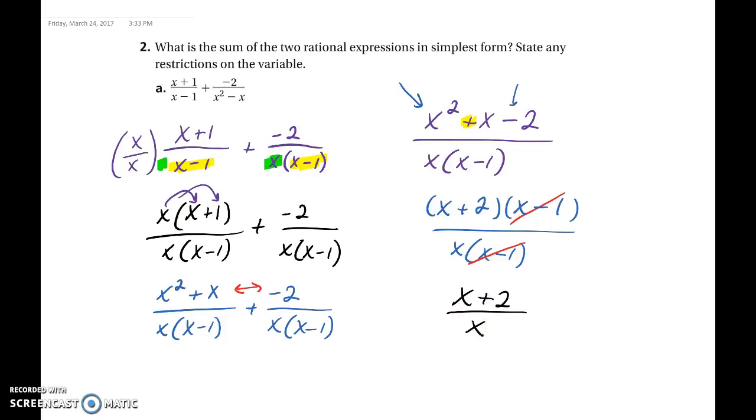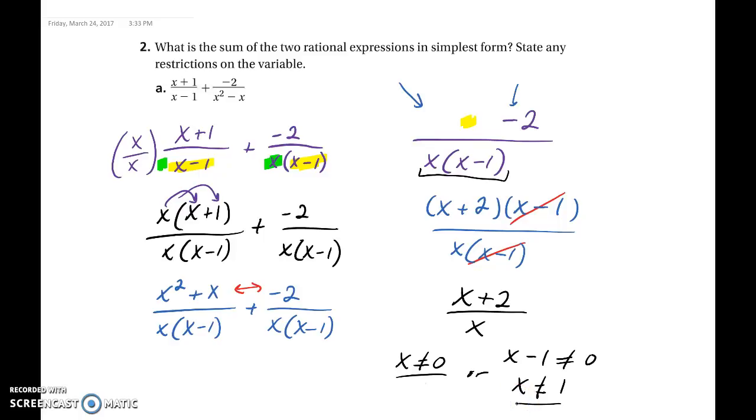And same thing, any restrictions? Well, we know x and x minus 1 are our two factors. So x cannot be equal to 0, and x minus 1 cannot be equal to 0. So x cannot be equal to 1, or x cannot be equal to 0.